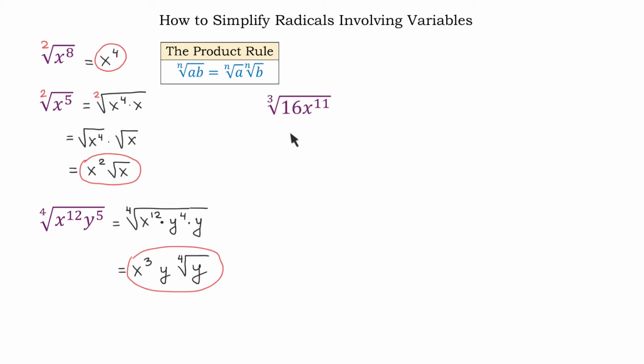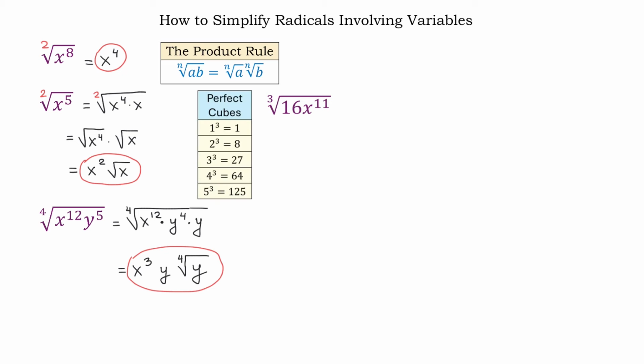Next, we have the cube root of 16 times x to the 11th power. So here we have a product of a number and a variable. Let's start with 16. If we look at the list of perfect cubes, 16 is not here. So 16 is not a perfect cube, but we see number 8 that is a factor of 16 and it is a perfect cube. So then, in this radical, we will split 16 into a product of 8 and 2.